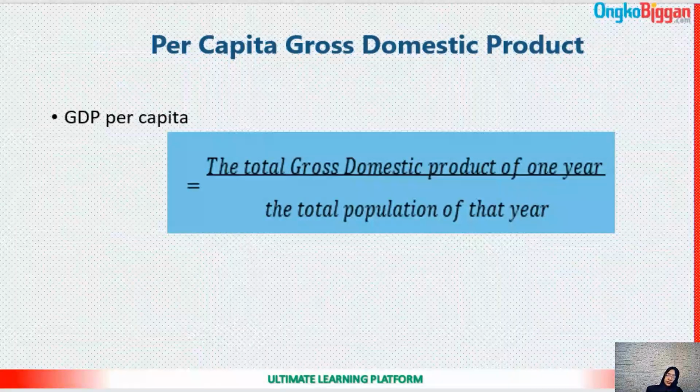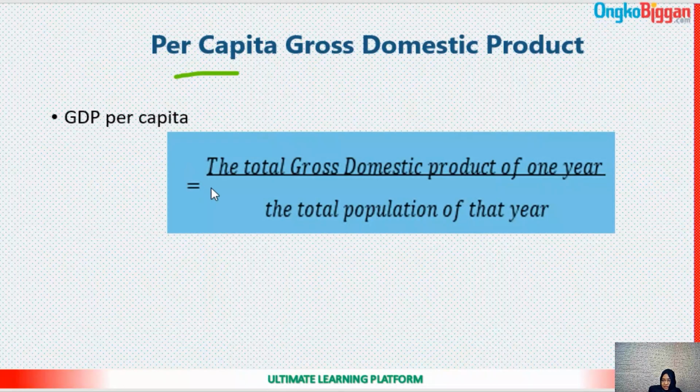Okay, so let's learn about per capita gross domestic product. Till now we have learned what is gross domestic product, but now we will learn per capita gross domestic product. What does it mean? What does the per capita mean? Whenever we divide the total GDP of 1 year by the total population of that year.